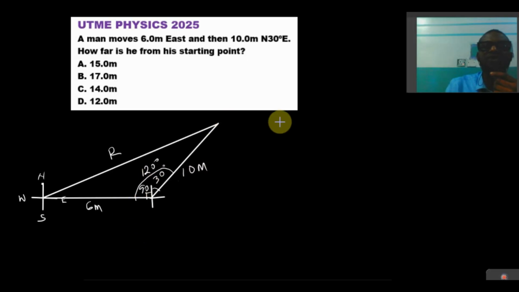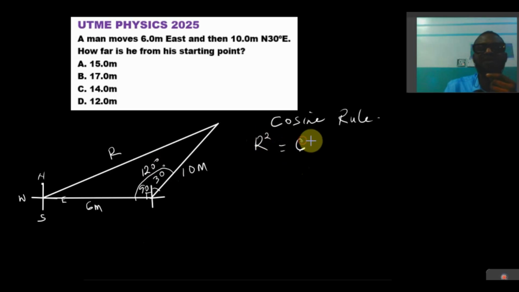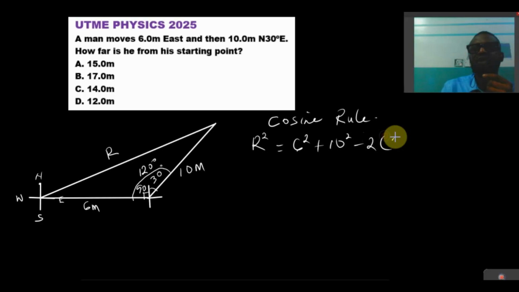Now this is a triangle. We are going to apply the cosine rule. And this rule states that for us to find the distance R, R squared is equal to the two sides given, 6 squared plus 10 squared, then minus 2 into 6 into 10, then cos of the angle that is opposite R, that is cos 120. That is why it's the cosine rule, cos 120.